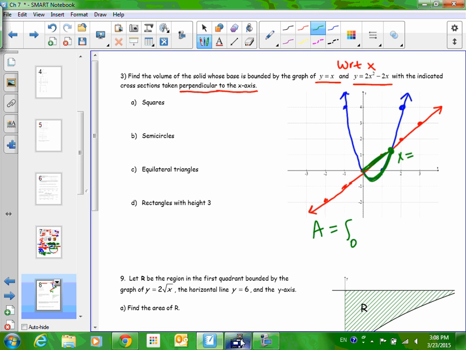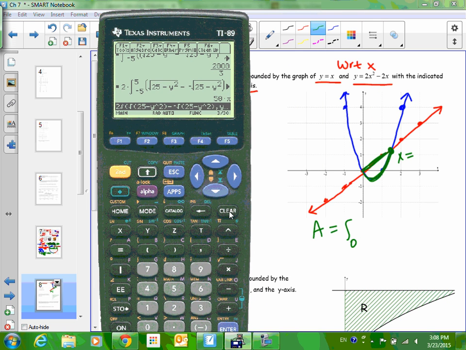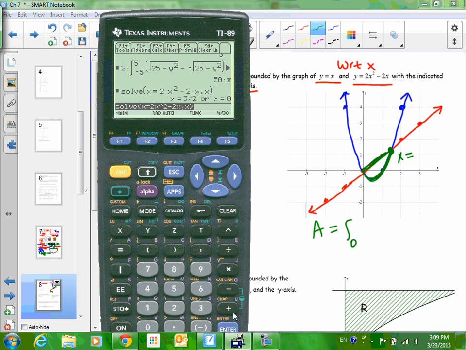There's several things we could do, though. We could graph them and find the intersection. We could say, hey, F2 solve. Set the two things equal to each other. You need to be proficient about, I mean, you got to figure out how to do these problems. So there's a lot of tools in your toolkit. Make sure that you're able to solve them. Okay, I get x equals 3/2 or x equals 0. You could find the intersection, though. That would work as well.